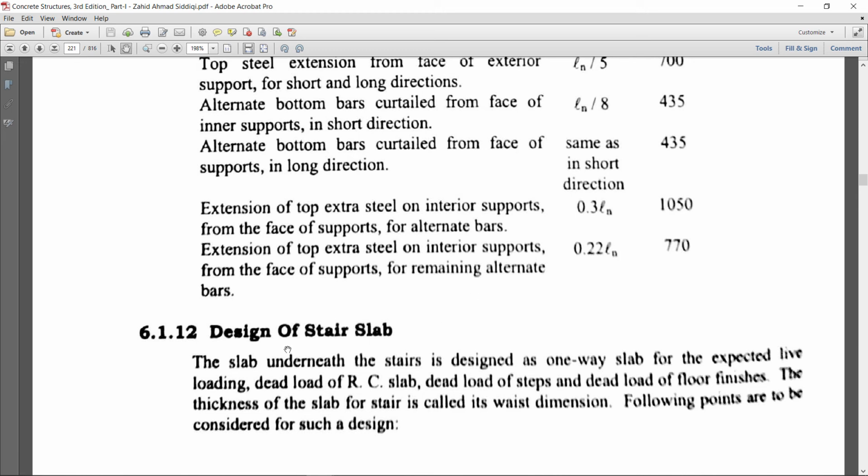Welcome to another lecture of design of stair slab. In this lecture I will discuss how to design the slab of stair.